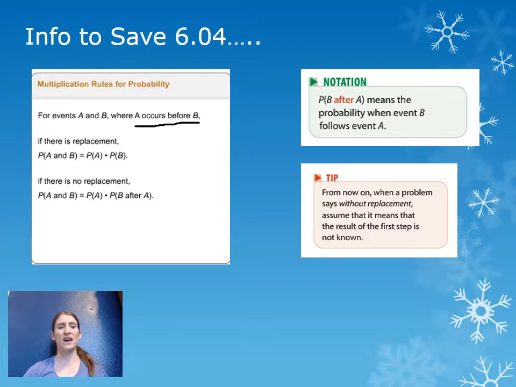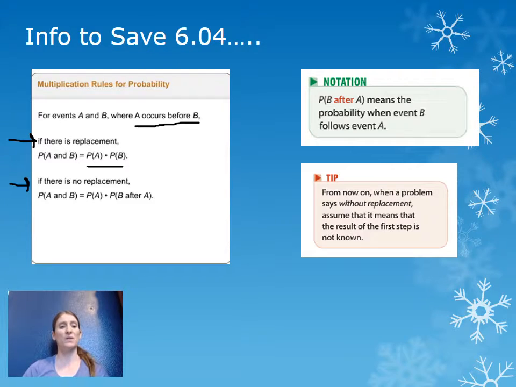So if it has replacement, and it will tell you that they're going to replace it, or it'll be something like, I take the cookie out and I eat it. Well, obviously he's not going to put the cookie back in if he's eating it, okay? So that would be without replacement. So it'll tell you either it's replacing or it's without replacement. So if it's with replacement, then we basically just multiply the 2 probabilities. So we're going to have 1 fraction times 1 fraction.